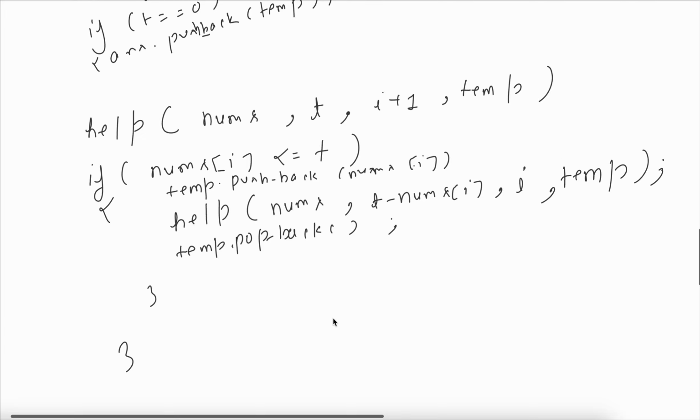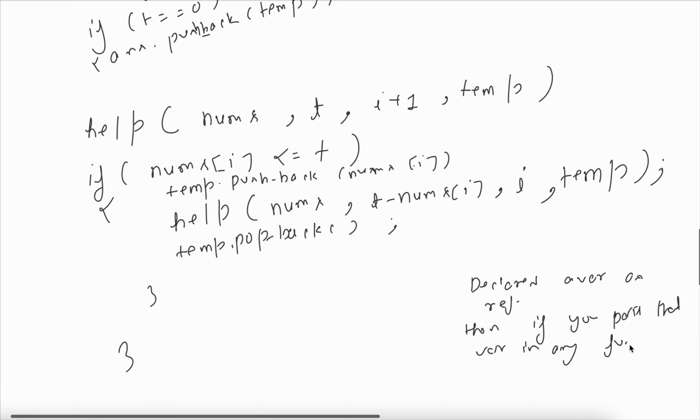So if you have declared a variable as a reference variable, and you pass that variable in any function, it will store that memory. You know memory has an address, it will store that address and it will make amendments on that. It won't make a new memory and copy all the information of that memory into another.